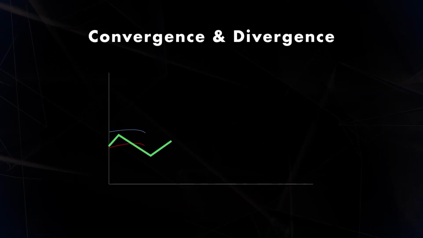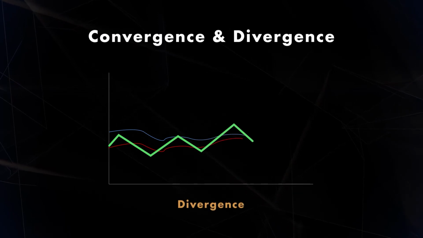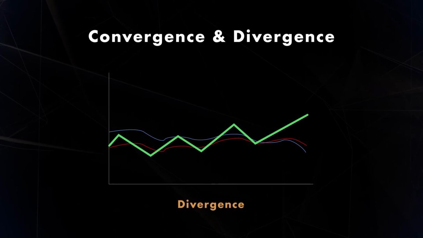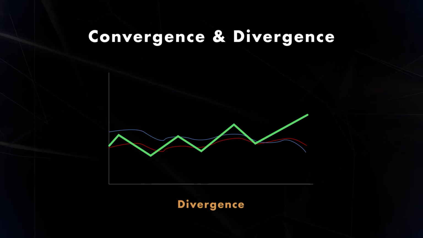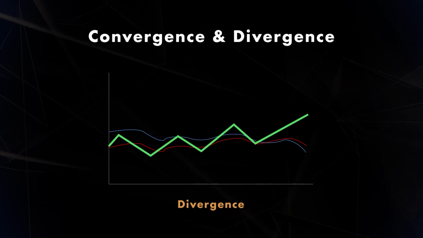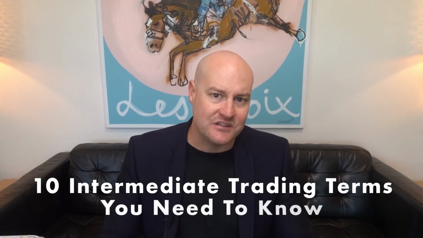If price action is making higher highs, but the MACD is making lower highs, this is called divergence. And while it's not an indicator that price will stop moving higher, it could be showing us that price is losing some of that momentum and we should stay out of that trade. That's all of them. 10 intermediate trading terms that you need to know.